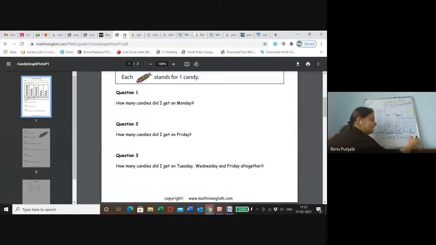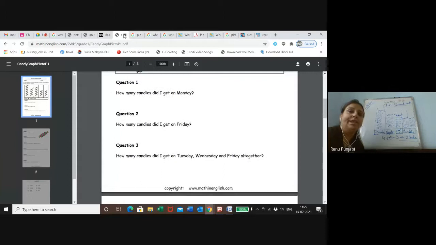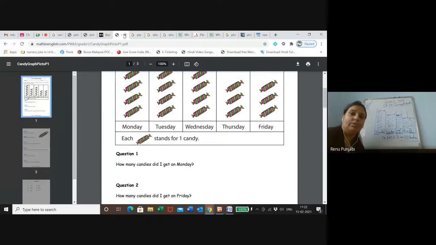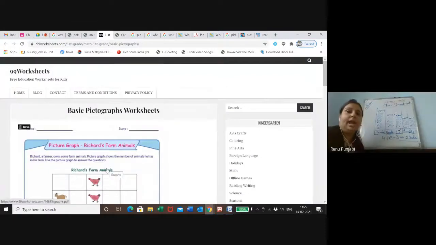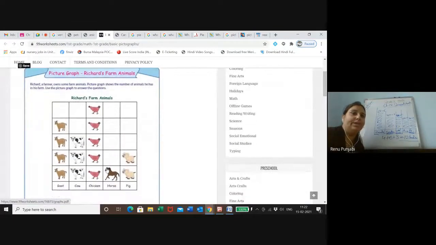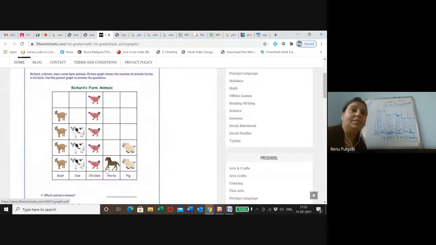Have you understood how to give the answers in the pictograph and how to read the vertical pictograph also? Yes, ma'am. Okay. Now come to the next pictograph. Here some farm animals are given. Richards, a farmer, owns some farm animals. The picture graph shows the number of animals he has on the farm. Use the picture graph to answer the given questions.